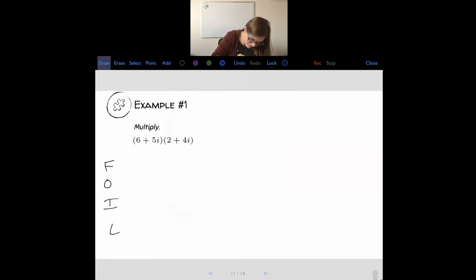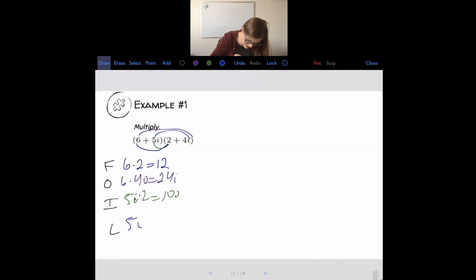So if we multiply the first 2 terms, that's 6 times 2, which gives us 12. The outer 2 terms, 6 times 4i, which is 24i. The inner 2 terms, 5i times 2, which is 10i. And then the last terms, 5i times 4i, which is 20i squared. Remember, i squared is equal to -1, so this is 20 times -1, which is -20.